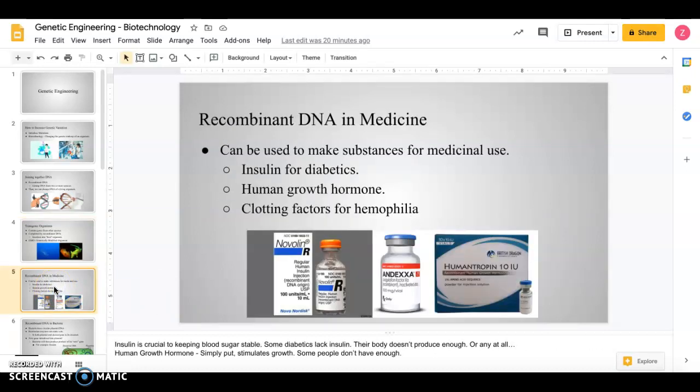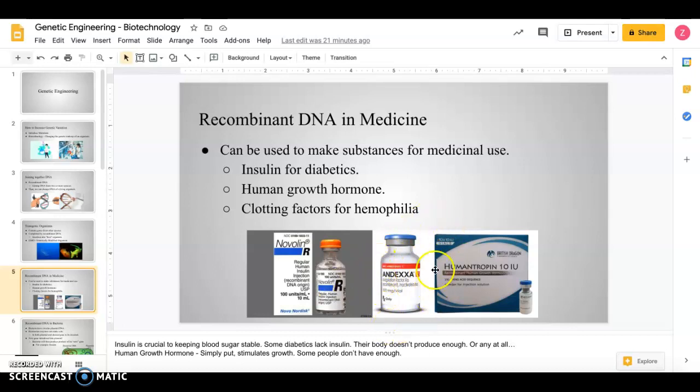But how can we apply recombinant DNA to something important like medicine? Well, we can use it to make substances for medicinal use. We can use recombinant DNA processes to make insulin for diabetics, right? Insulin is really important for keeping your blood sugar stable. Some diabetics lack insulin. Their body doesn't produce enough or at all. So we're able to make it so they can inject it, or they might have an insulin pump.